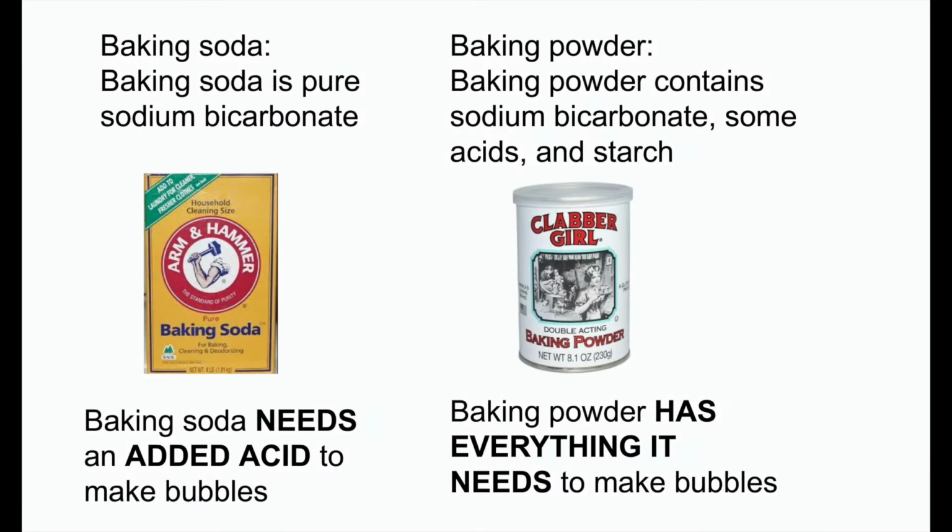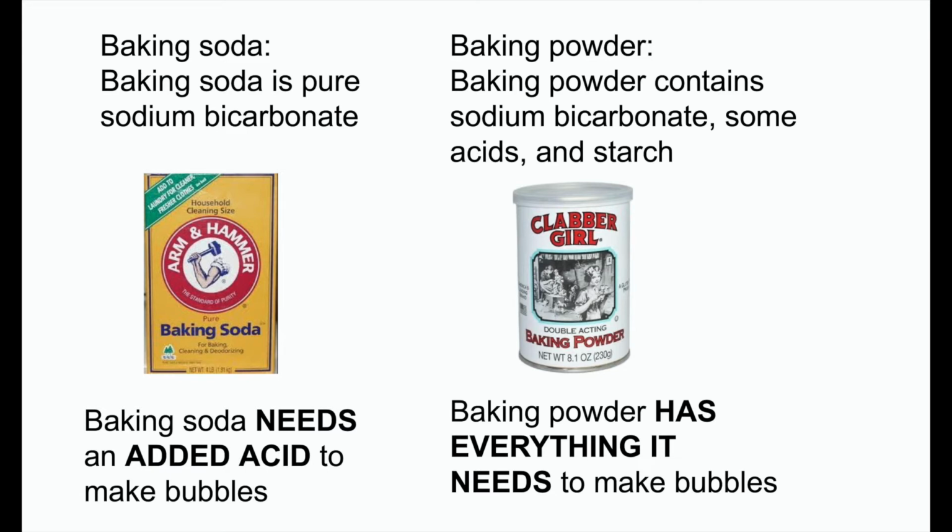I want to talk just real quick about the difference between baking soda and baking powder, and how we use those differently in our recipes. Baking soda is pure sodium bicarbonate. There's nothing else in it. To make any sort of bubbles, to get any rise, we need to add an acid. Baking powder, however, contains sodium bicarbonate, just like baking soda, but it also contains acids and some starches to separate the bicarbonate from those acids. And so baking powder has everything you need for making bubbles.